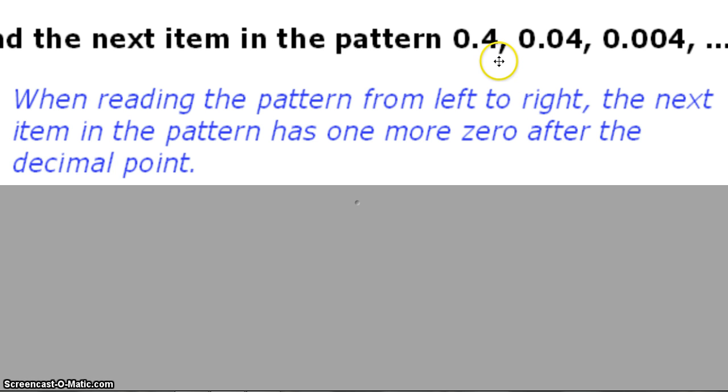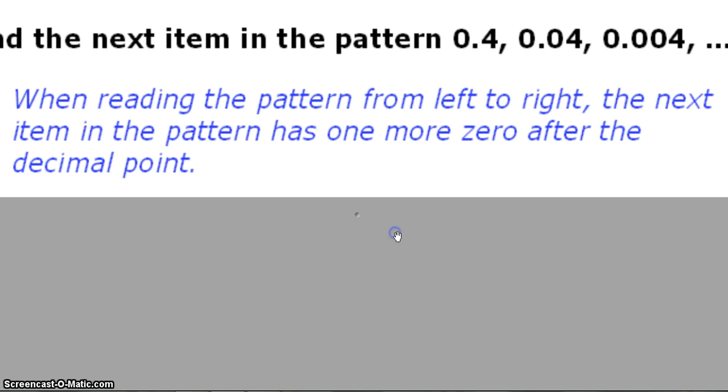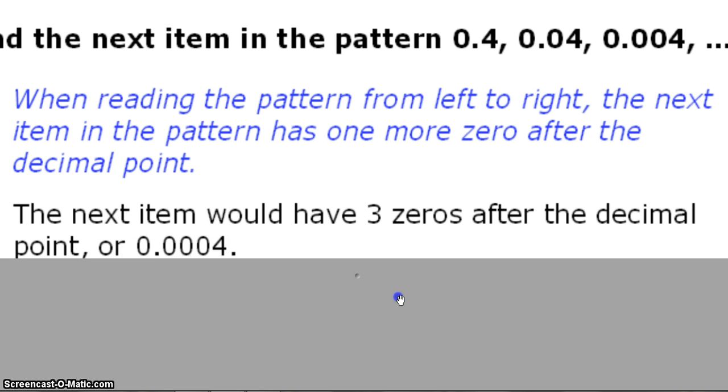Okay, the next item in this pattern, if you just take the numerals down, here we've got some decimal numbers, and you can see there's some kind of a relationship here. And think about it, and if you thought the 4 is seemingly moving to the right by one place value, you got it right. So when we read the pattern from left to right, the next item in the pattern has one more 0 after the decimal point, or the 4 has moved one further place value to the right. So our next value would be 4 ten-thousandths, right?